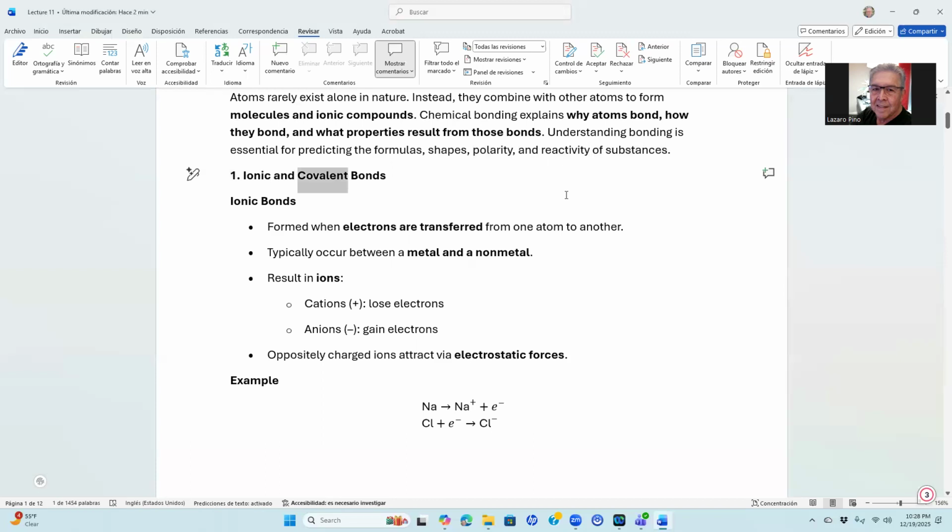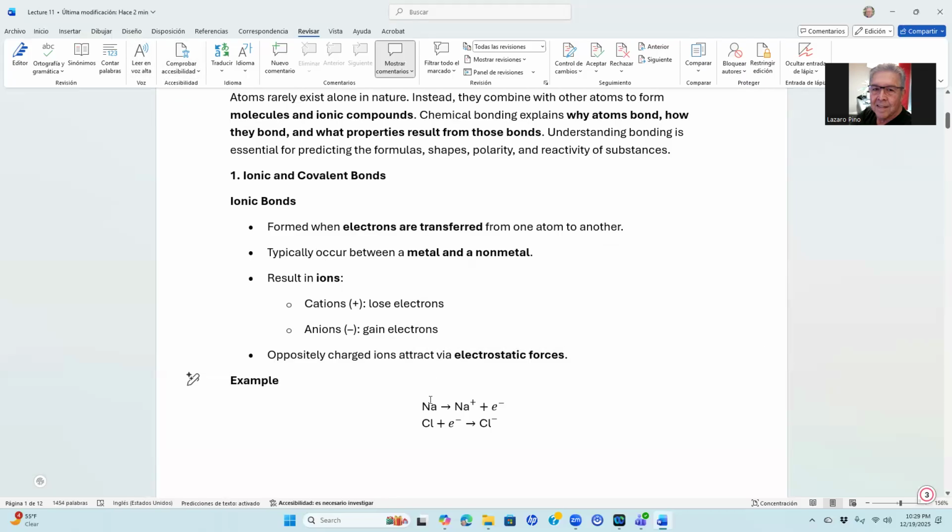1. Ionic and covalent bonds. Ionic bonds. Formed when electrons are transferred from one atom to another. Typically occur between a metal and a nonmetal. Result in ions. Cations lose electrons. Anions gain electrons. Oppositely charged ions attract via electrostatic forces.